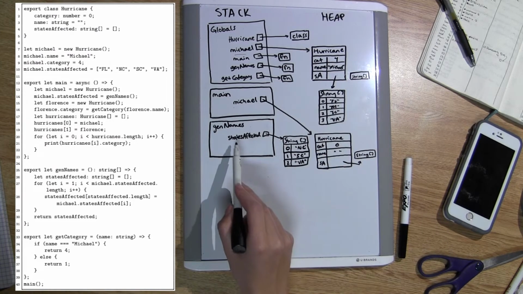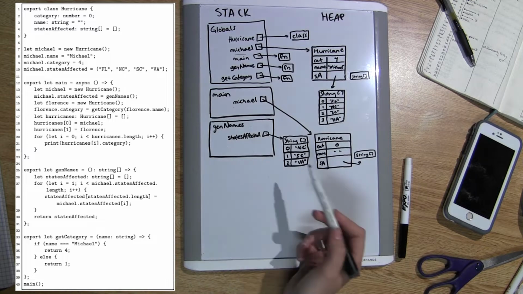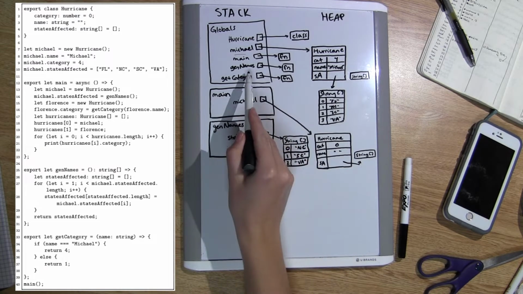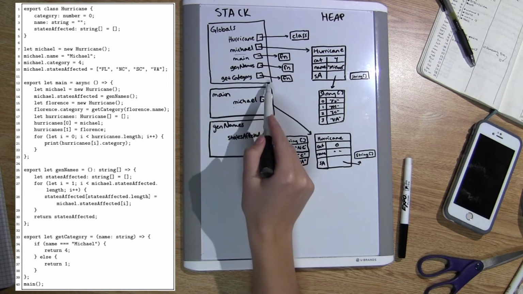So we look at the variables that genNames has. There's no Michael in here. And then we go up a level to where genNames exists and see, okay, is there another Michael up here?